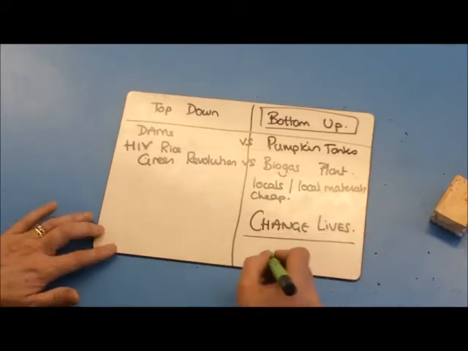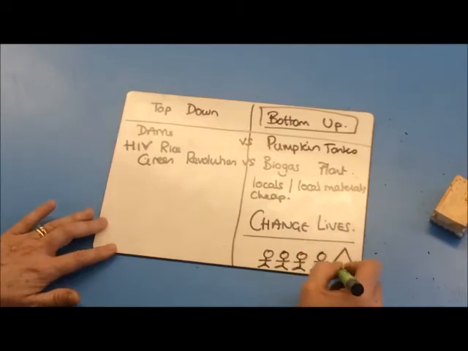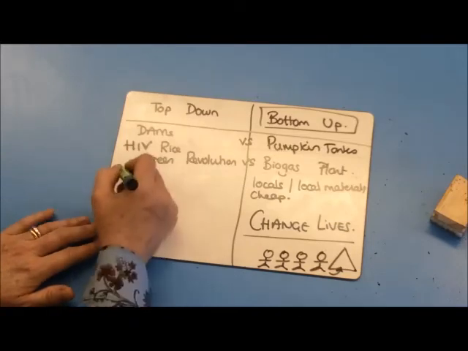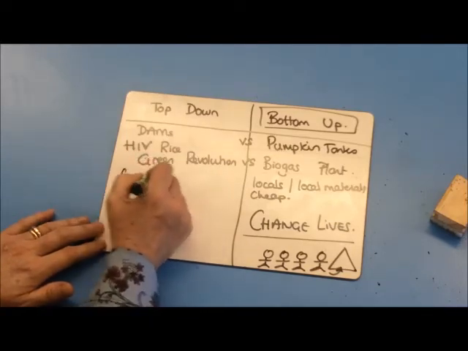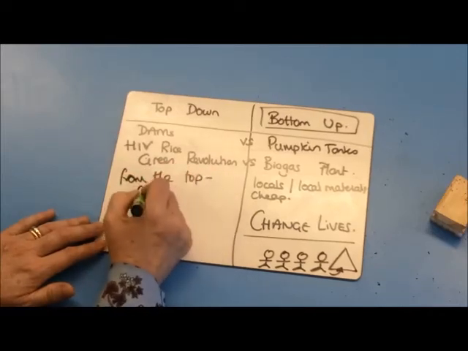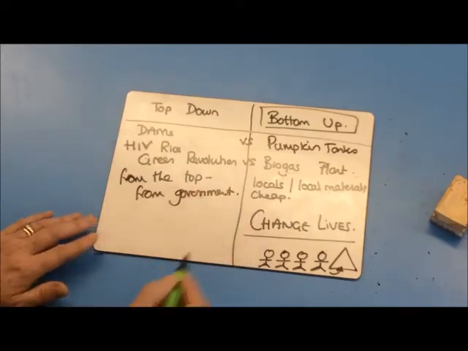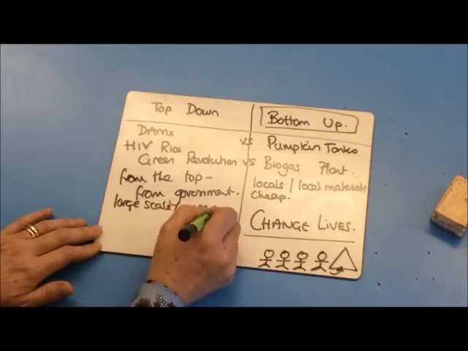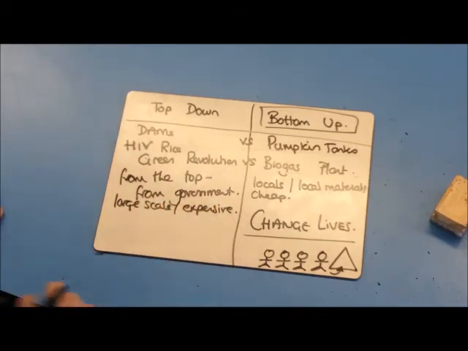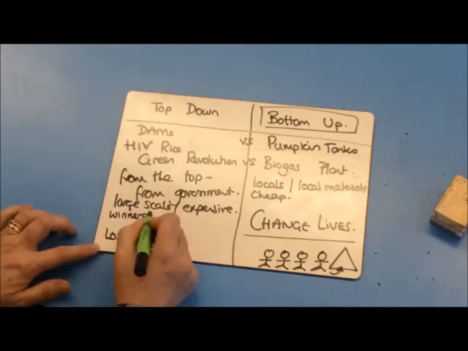These are bottom-up developments because they start at the bottom with all the people in the villages. Okay, they're at the bottom of the hierarchy. Dams and HYV rice, the Green Revolution, are all from the top, i.e. from the government. They're large scale and expensive, and not everybody will benefit from them. There will be some winners, but there will also be some losers.